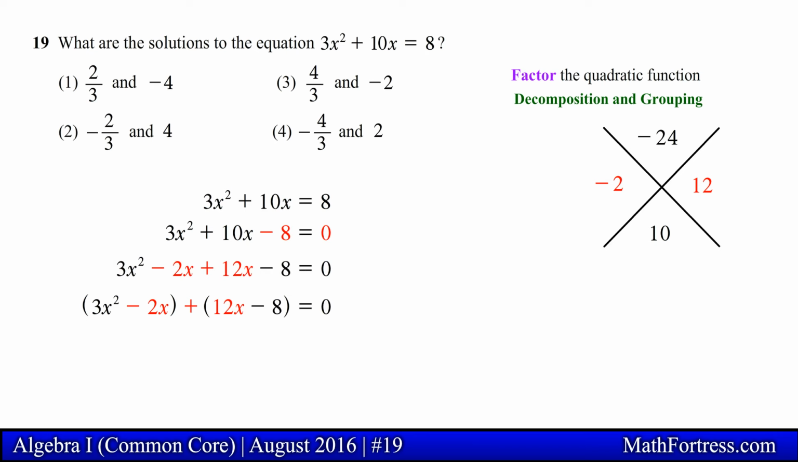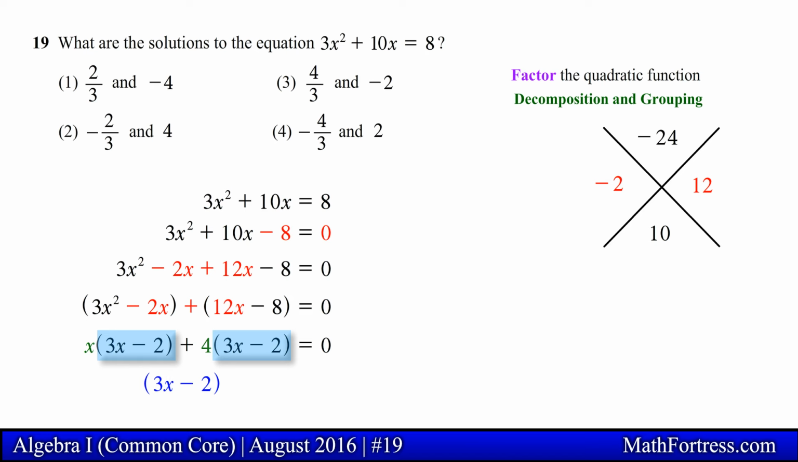Next, we factor out the GCF from each grouping. For the first grouping, it is x, and for the second grouping, it is 4. Doing that, we obtain the following. Notice that we now have a common factor between both terms. In this case, the quantity 3x minus 2. This is a good sign. The presence of a common factor indicates that we are on the right track.